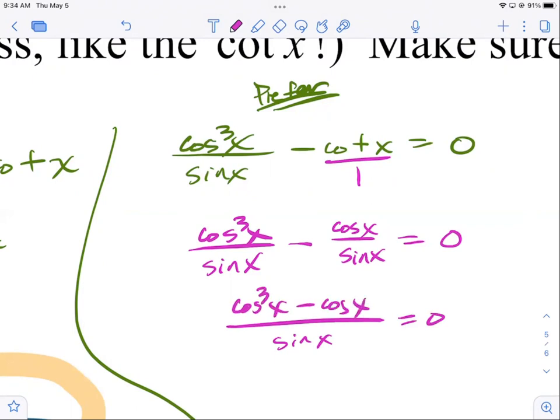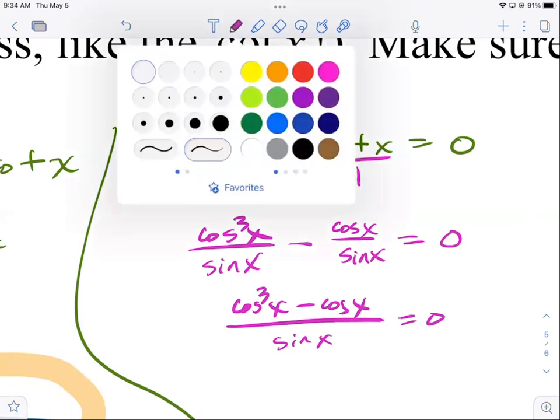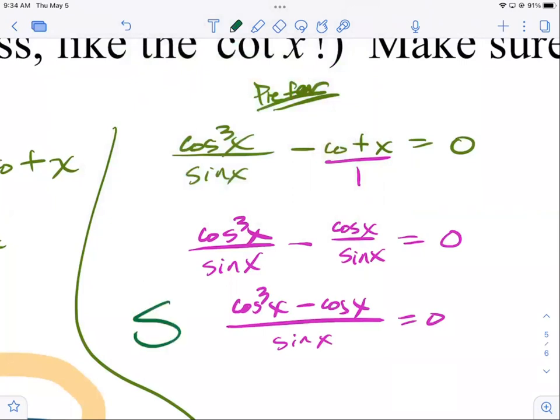Once you have a single fraction equal to 0, this is money. Let me go to green right here. This is your money step. You know why? When you have a single fraction equal to 0, it's easier to solve now. When we get to calculus, we're going to be interested in where this thing is 0 and where it's undefined. A fraction is equal to 0 when the numerator only is equal to 0, and a fraction is undefined when the denominator only is 0.